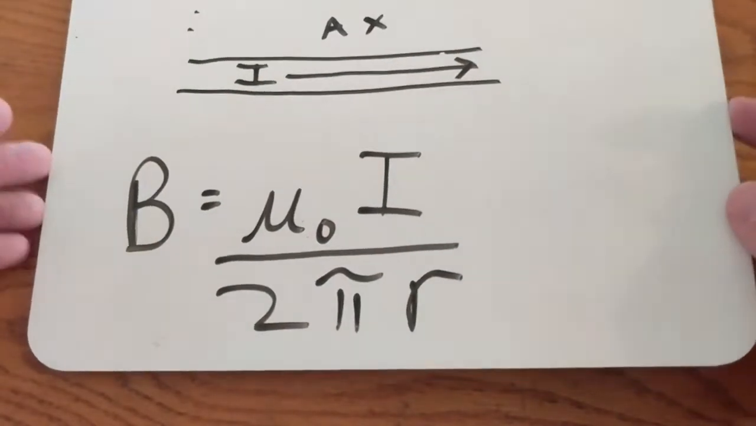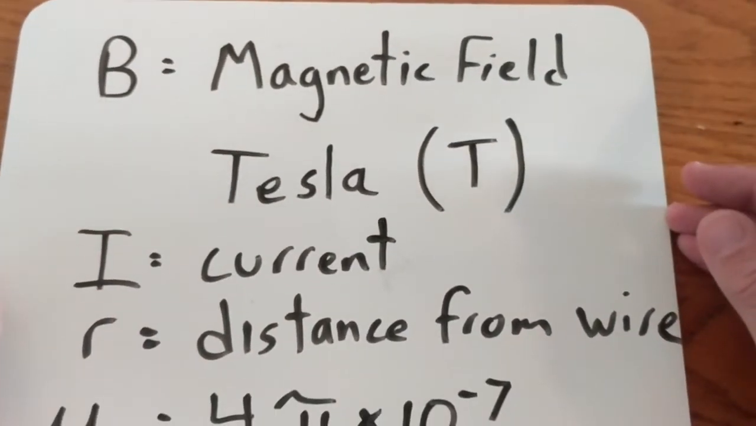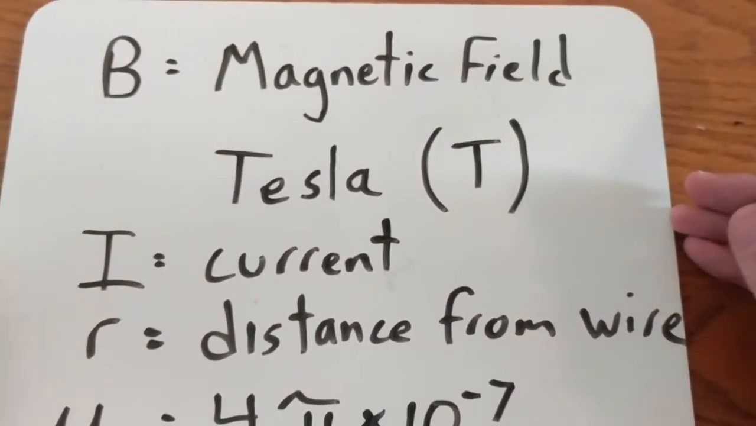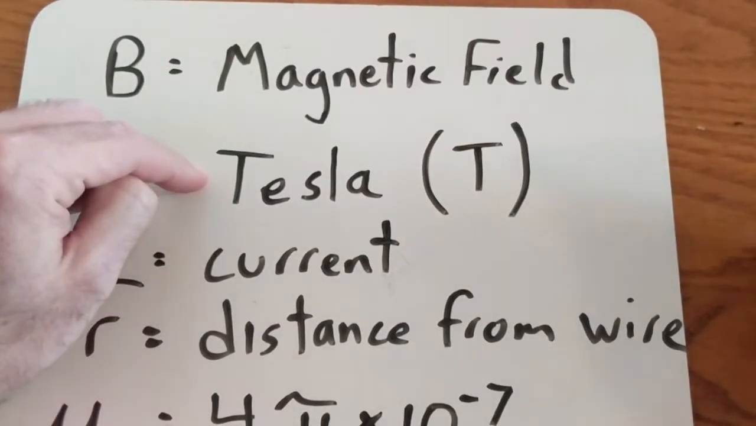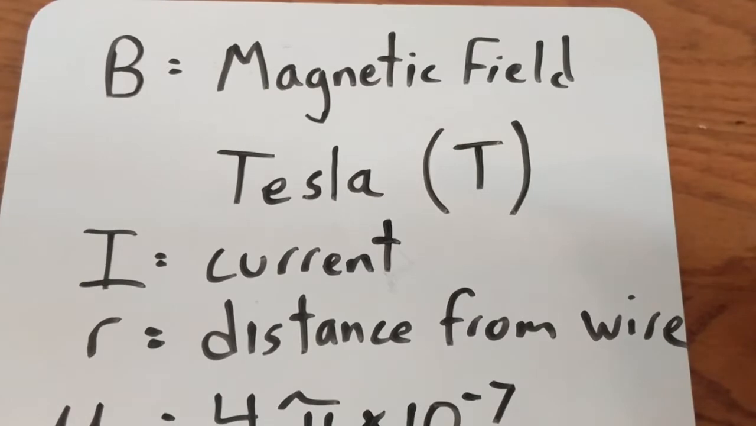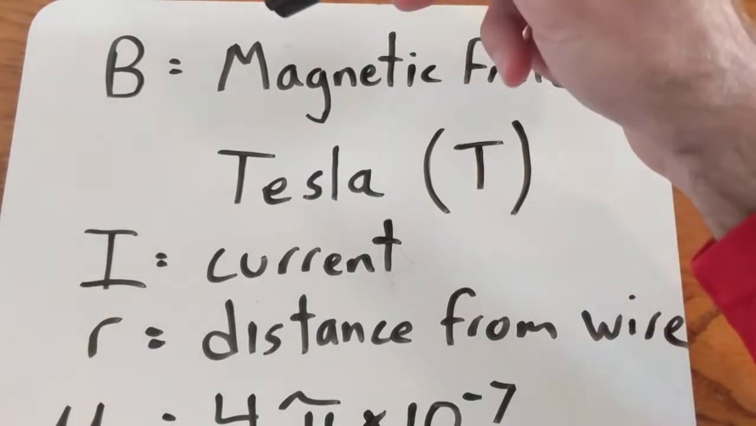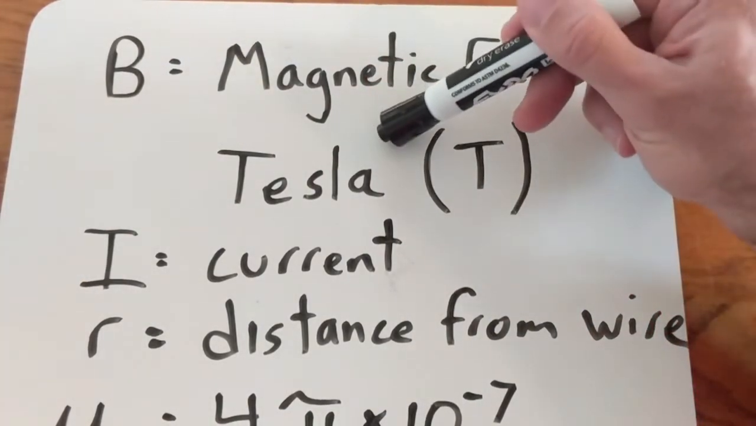Now, what do these things represent in this equation? B is the magnetic field. That's our new symbol for the magnetic field. And the unit of magnetic field is the Tesla, not named after the car, but named after a famous inventor who lived in the early 1900s. So how strong a magnetic field is given by how many Teslas it is.